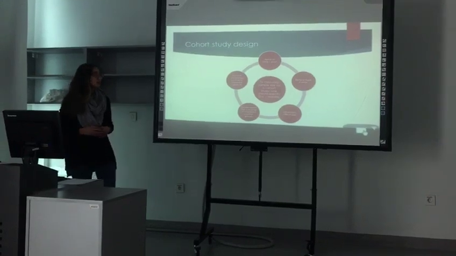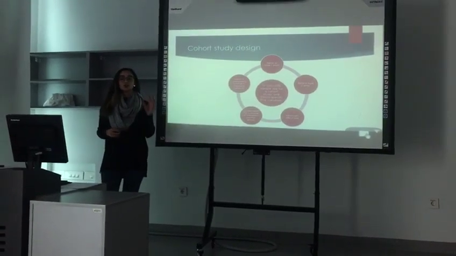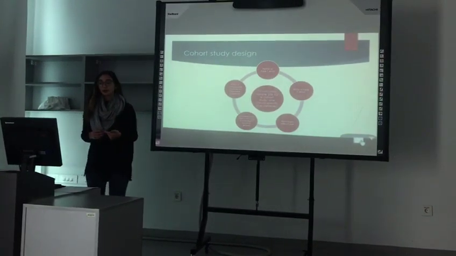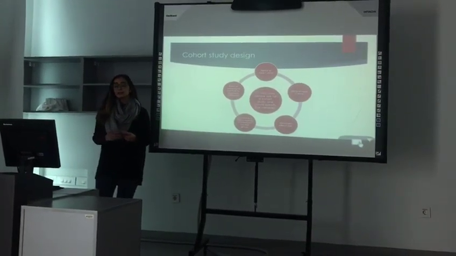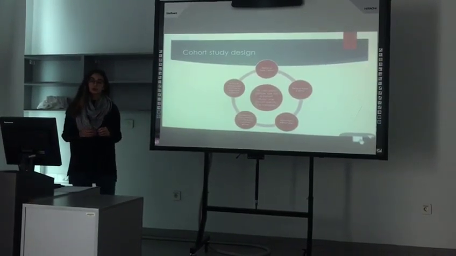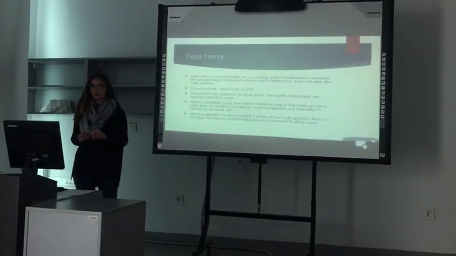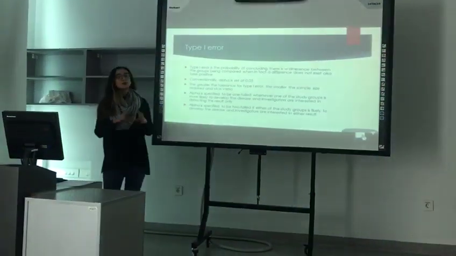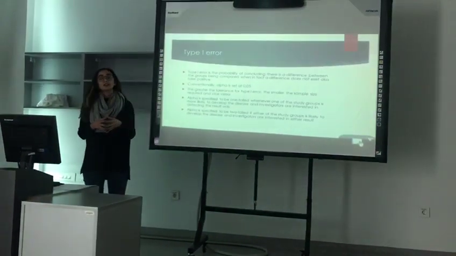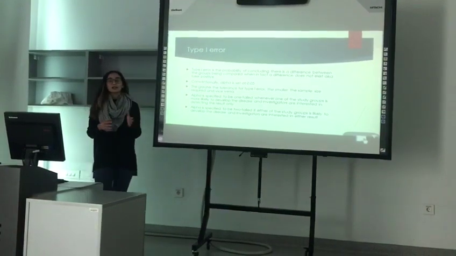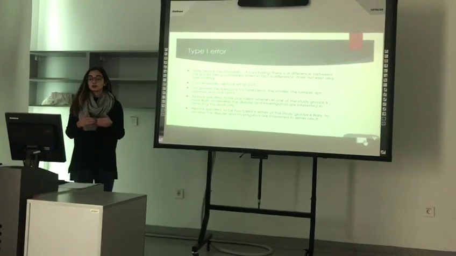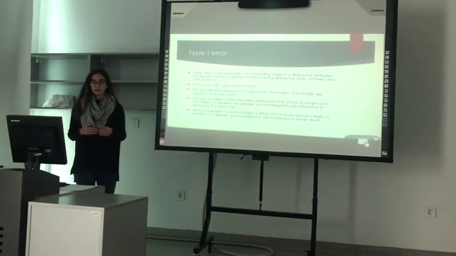To calculate the sample size for a cohort study design, one should first start by specifying 5 variables: alpha or type 1 error, beta or type 2 error, the minimum effect size, the incidence of the outcome of interest in the control group, and finally, the ratio of unexposed controls to exposed subjects. Type 1 error is defined as the probability of concluding that there is a difference between the two compared groups when in fact a difference does not exist. Alpha will be set to 0.05 conventionally, and the greater the tolerance for type 1 error, the smaller the sample size required, and vice versa.